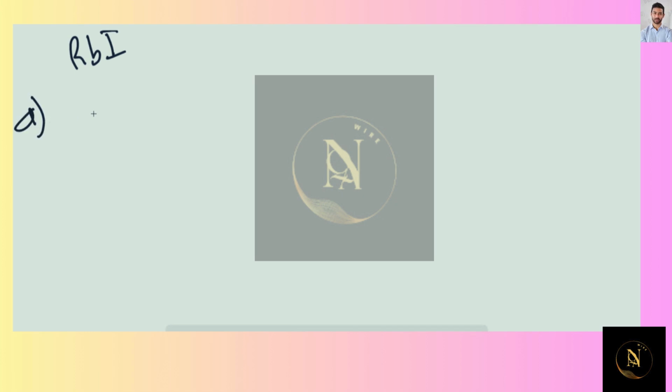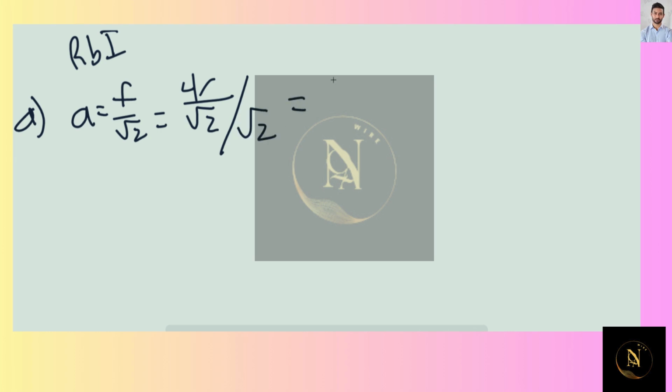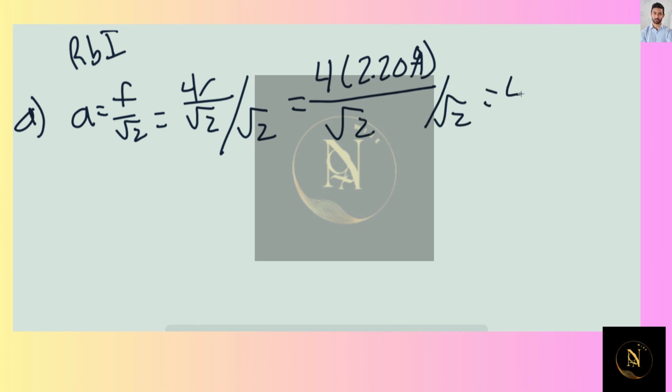So this problem tells us that we have RbI, and letter A wants us to find the edge length. And so the edge length for a NaCl type structure is a equals f over radical 2, and f equals 4r over radical 2. So we just take 4r over radical 2 over radical 2. And our r in this case is 2.20 angstroms. And so that equals 4.40 angstroms.